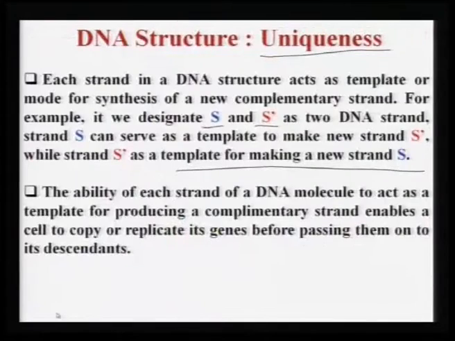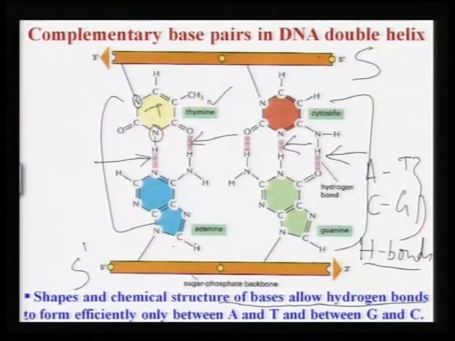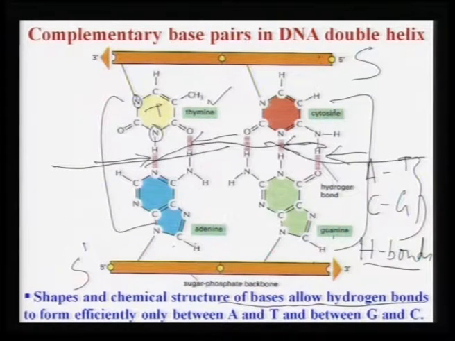So, that is the uniqueness of the structure, and the ability of each strand of a DNA molecule to act as a template for producing a complementary strand enables a cell to copy or replicate its genes before passing them on to its descendants. Now look at this slide and try to understand. First of all, as I said, between A and T and C and G there are hydrogen bonds. Now, if required, these hydrogen bonds can be broken laterally.